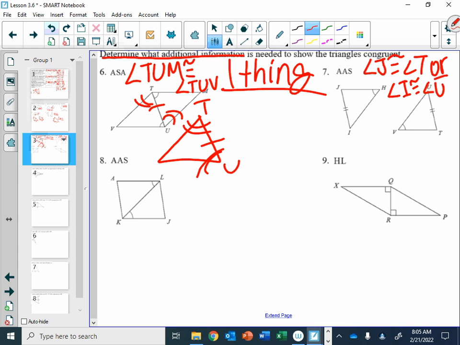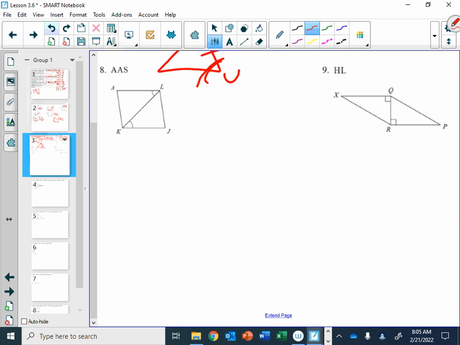Alright. Number 8. LJ perpendicular to KA. Repeat that, I'm sorry. Line A and line KA is LJ. How do you know that? Because... Okay, so remember, there would have to be something glaring at me to tell me that that's the case. Okay?